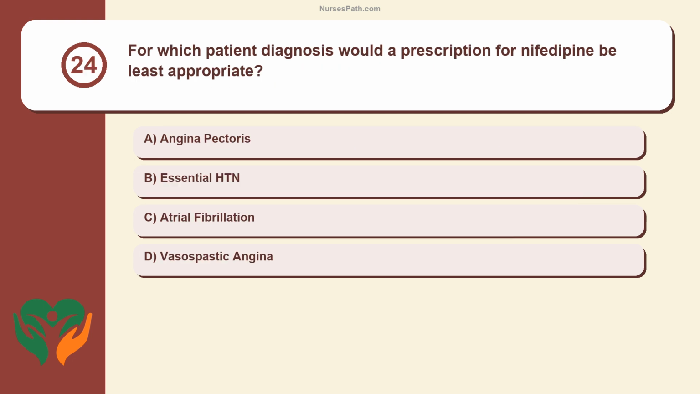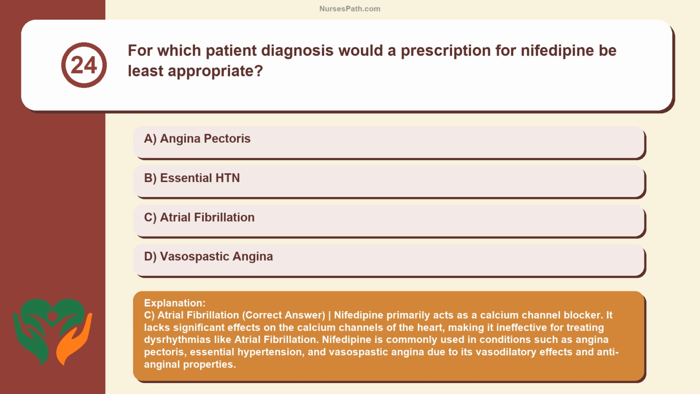Question 24. For which patient diagnosis would a prescription for nifedipine be least appropriate? Angina pectoris, essential HTN, atrial fibrillation, vasospastic angina. C. Atrial fibrillation. Correct answer. Nifedipine primarily acts as a calcium channel blocker. It lacks significant effects on the calcium channels of the heart, making it ineffective for treating dysrhythmias like atrial fibrillation. Nifedipine is commonly used in conditions such as angina pectoris, essential hypertension, and vasospastic angina due to its vasodilatory effects and anti-anginal properties.